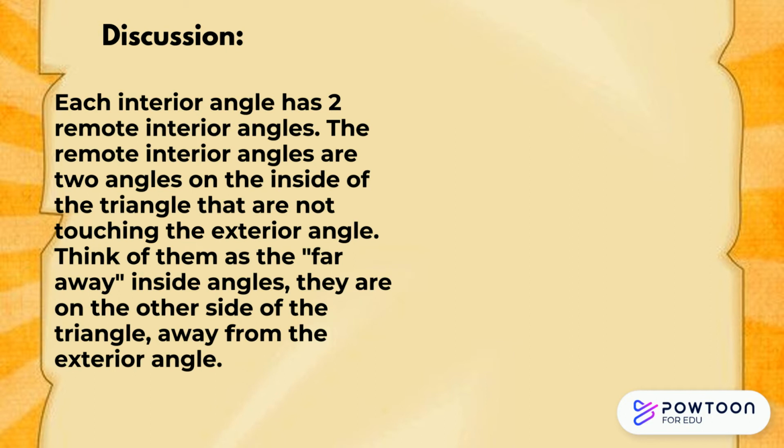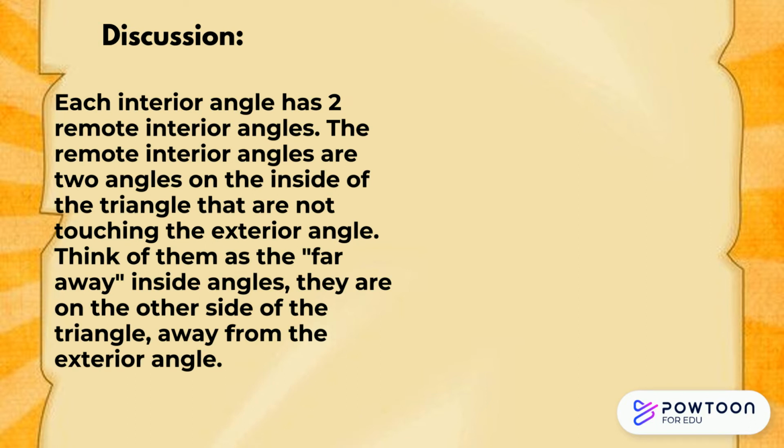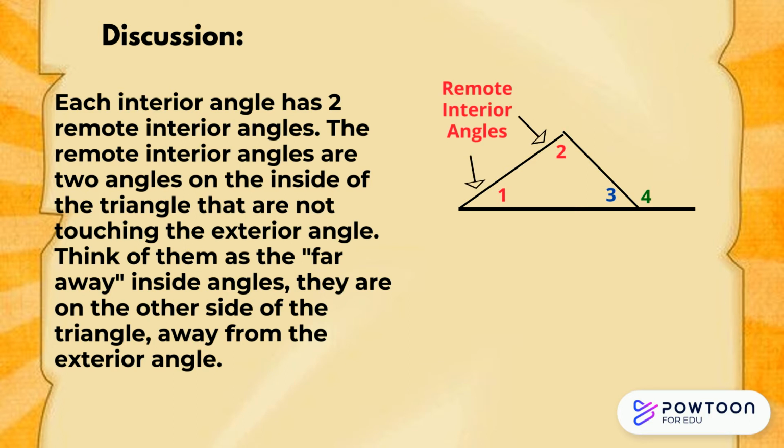Let us now proceed to the discussion that would lead us to the understanding of the Exterior Angle Inequality Theorem. Remember, each exterior angle has two remote interior angles. The remote interior angles refers to the two angles on the inside of the triangle that are not touching the exterior angle. Think of them as the far away inside angles. They are on the other side of the triangle, away from the exterior angle.